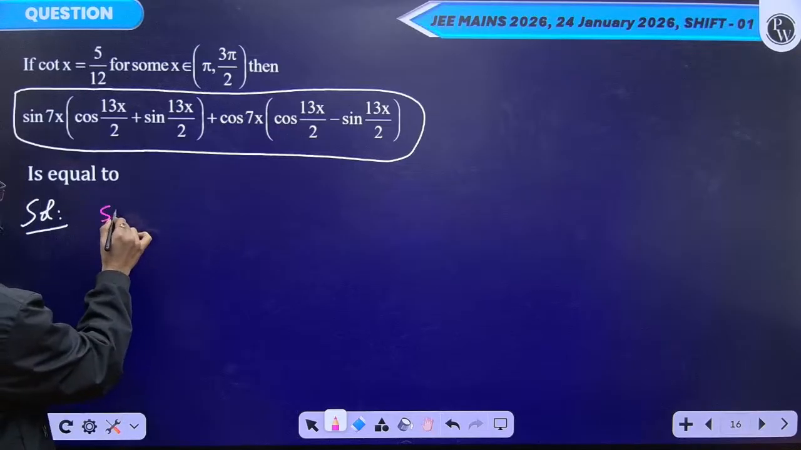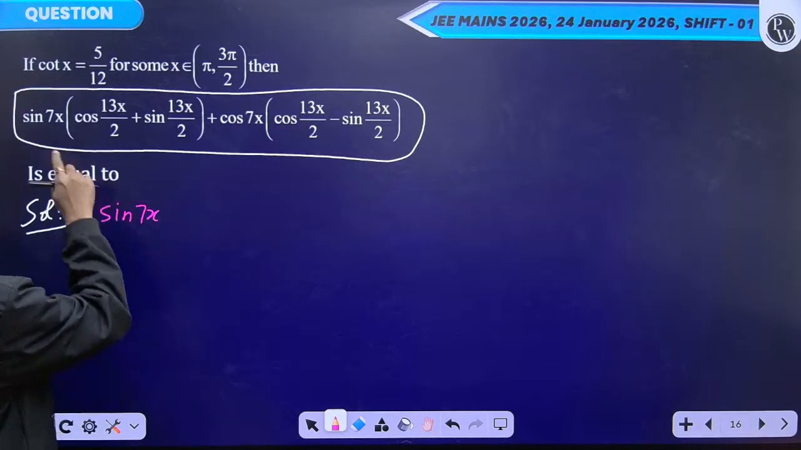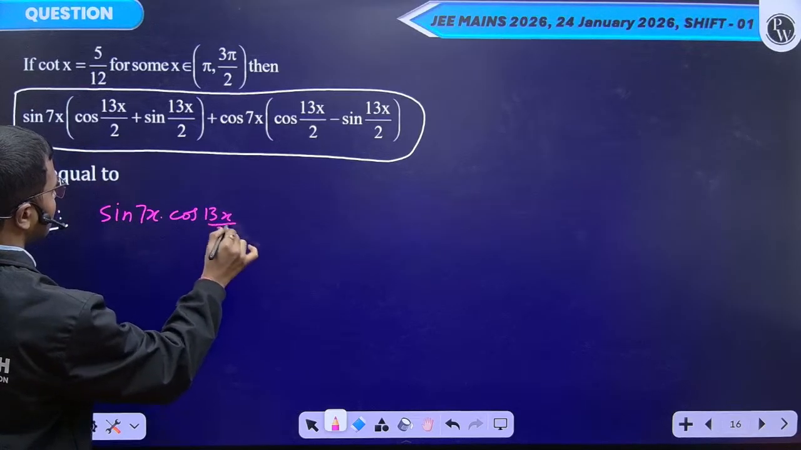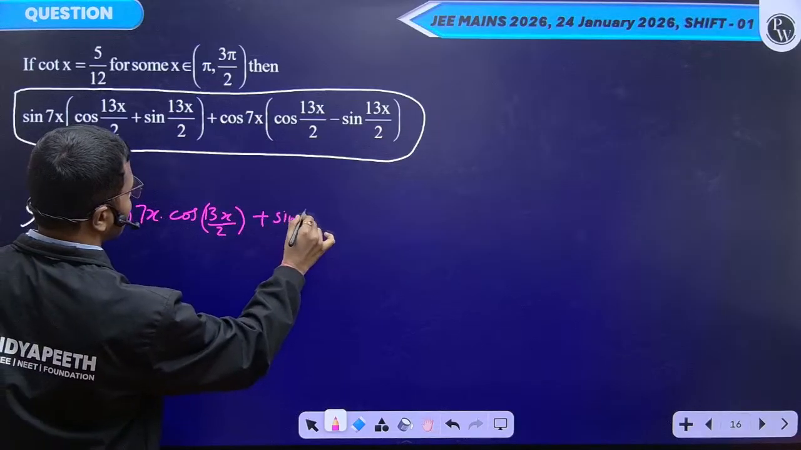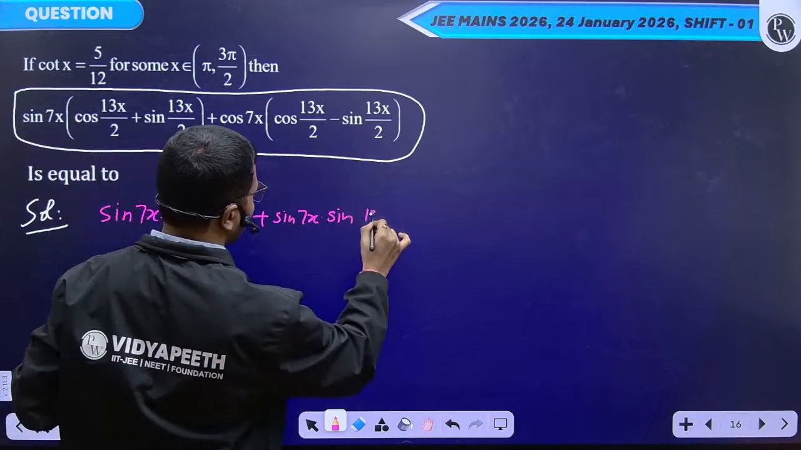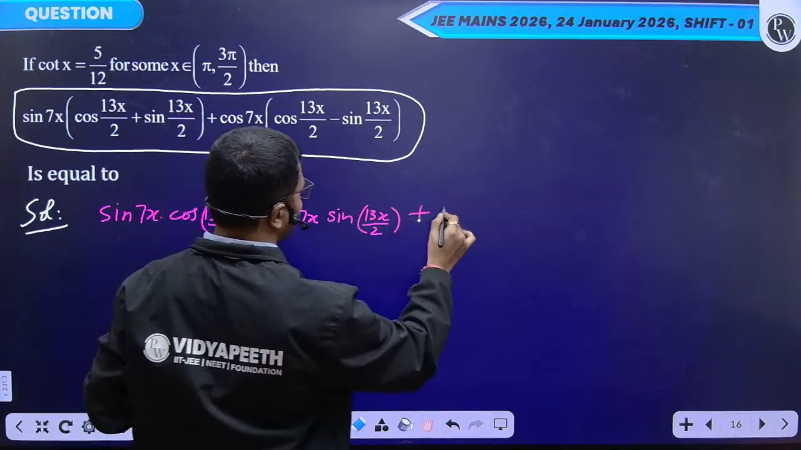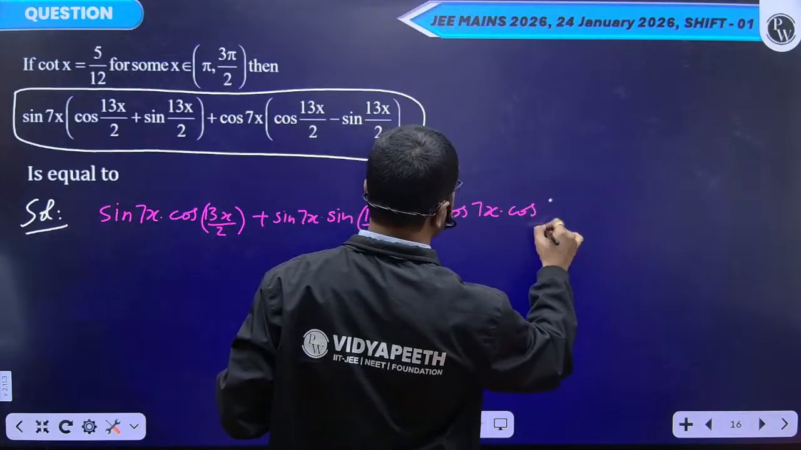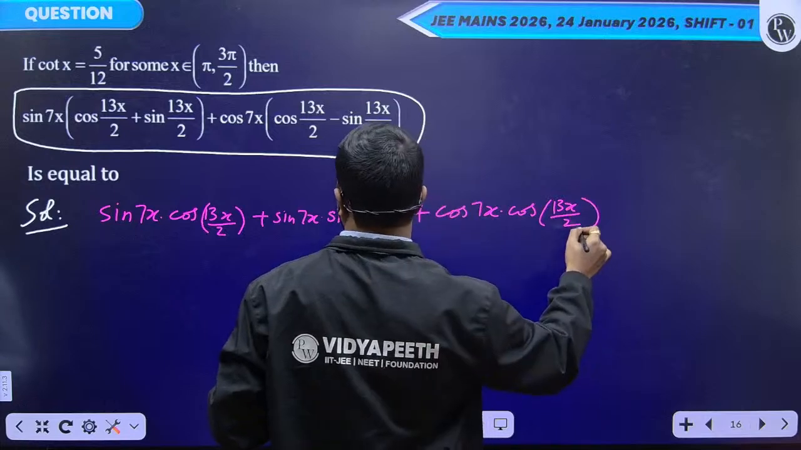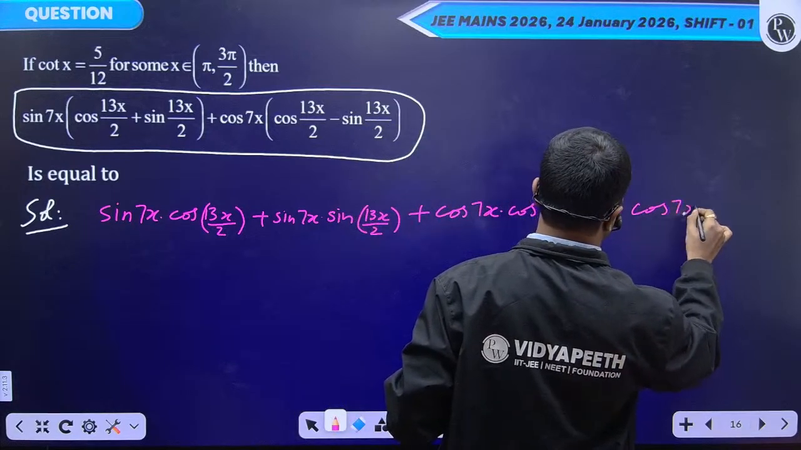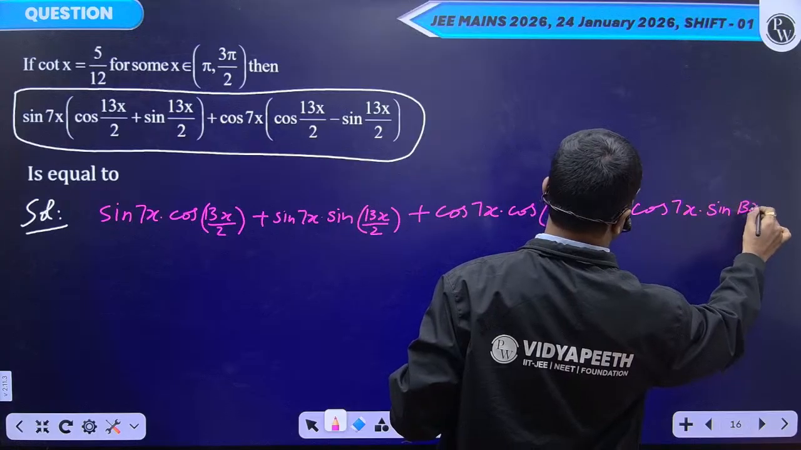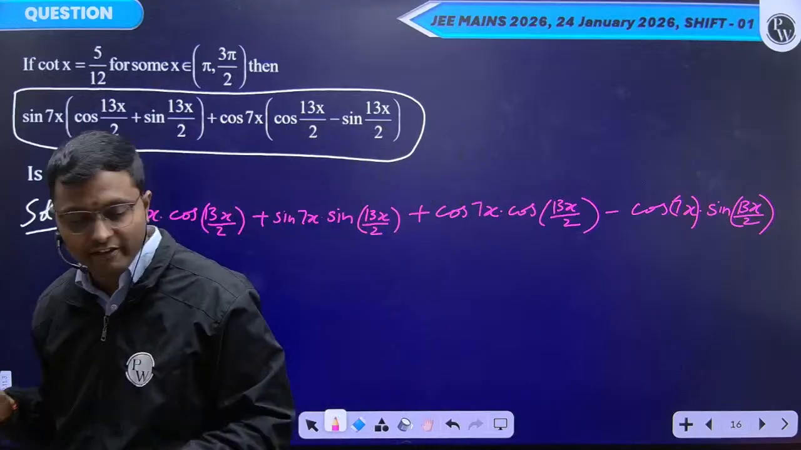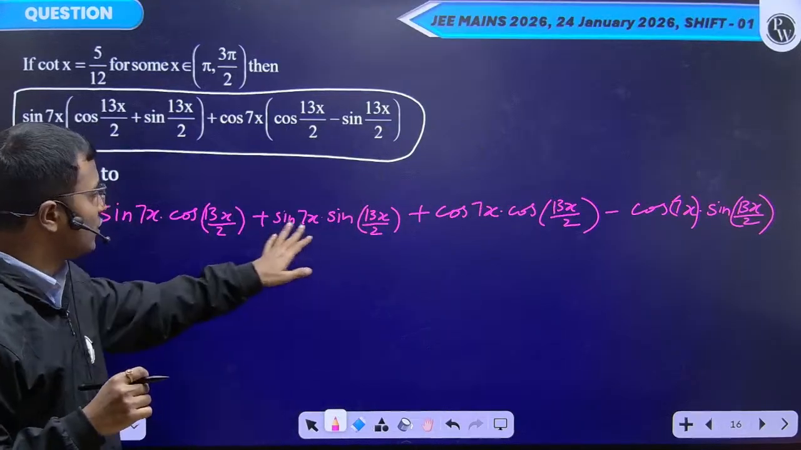So our expression is sin 7x into cos 13x by 2, plus sin 7x into sin 13x by 2, plus cos 7x into cos 13x by 2, minus cos 7x into sin 13x by 2. So this is our expression. In total we have 4 terms in this expression.